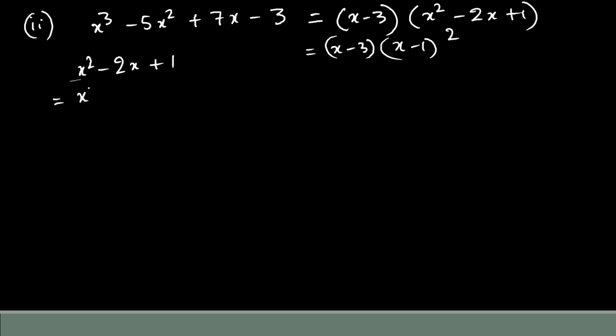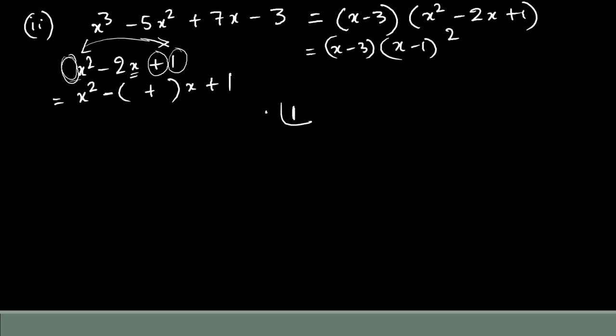X square, you can just write x square. There is a minus, you put the minus. Instead of 2, put the bracket. X, you put an x here. Plus 1, you put plus 1 here. So this operator is plus, this operator is plus. And this is 1 times 1. This 2 should be multiplied, right? So you get 1. Okay. So 1 times 1 is 1. So basically 1 plus 1 you will get as 2. So you have to put 1 here, 1 here. So you will get x square minus x minus x plus 1.